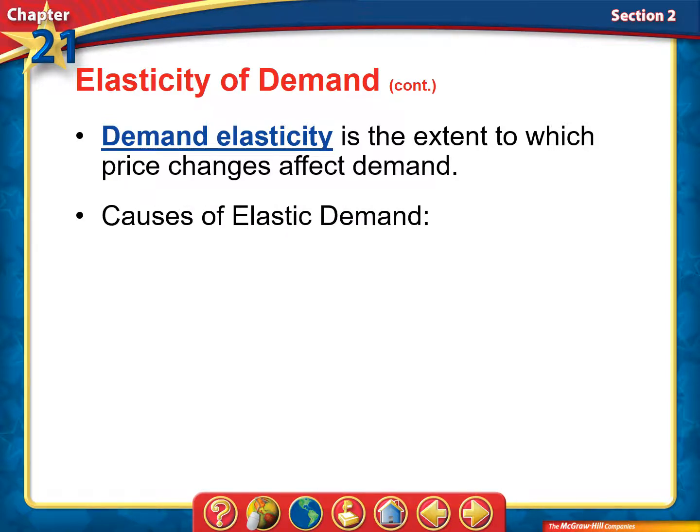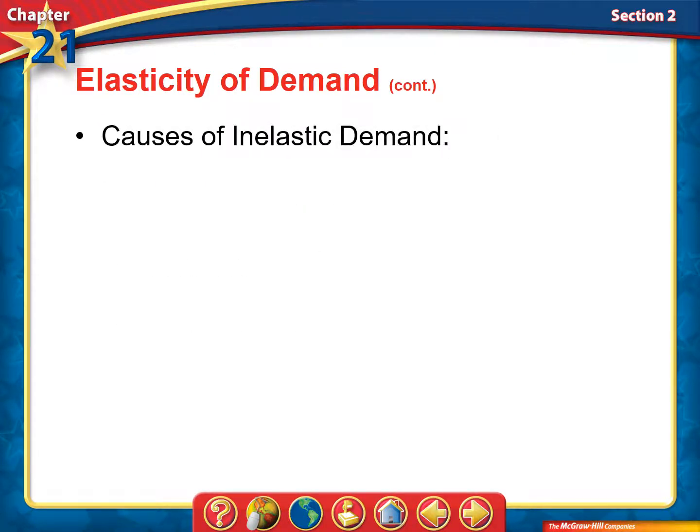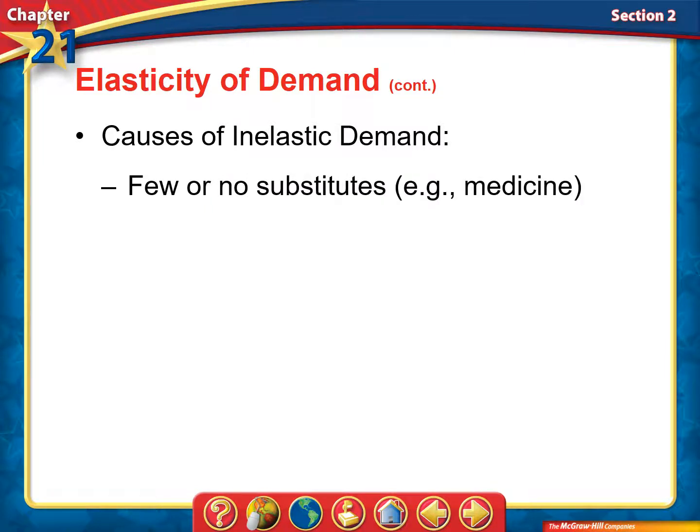So, causes of elastic demand. Number one, attractive substitutes. If the Switch had serious competition, there would be fewer of them sold. Also, do you have the ability to postpone a purchase? Do you need this new phone? Does everyone need this new phone? Or is it something that everyone could choose to wait on?